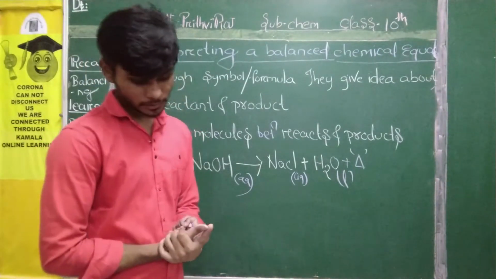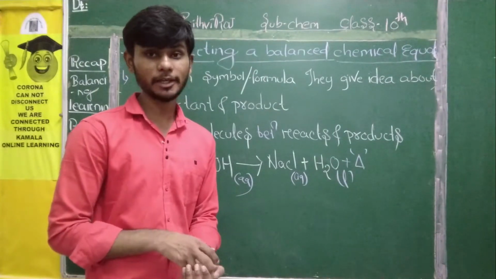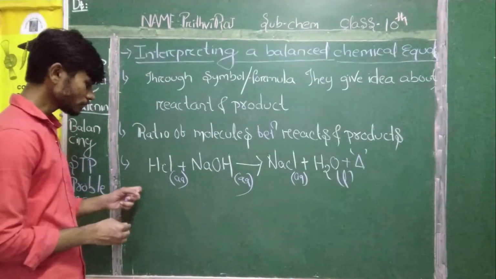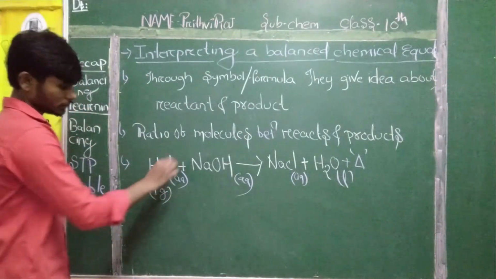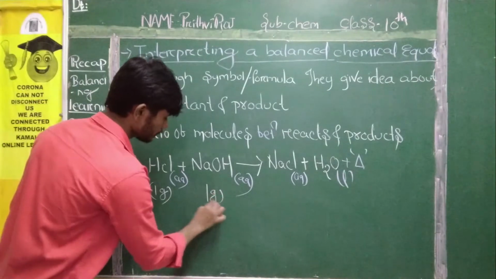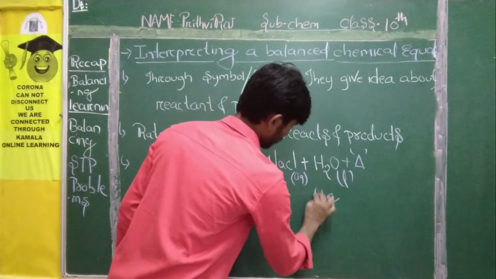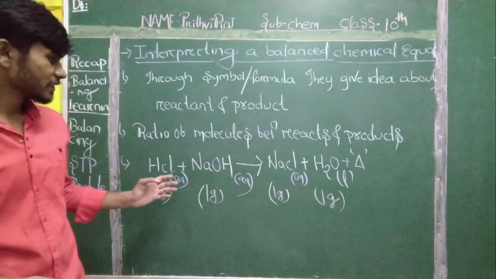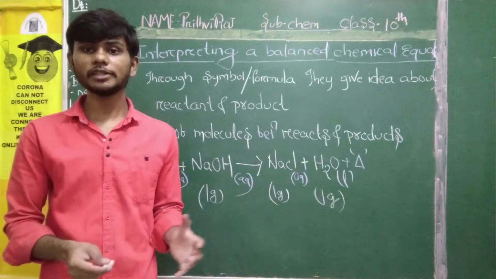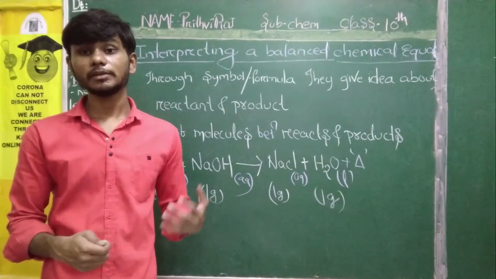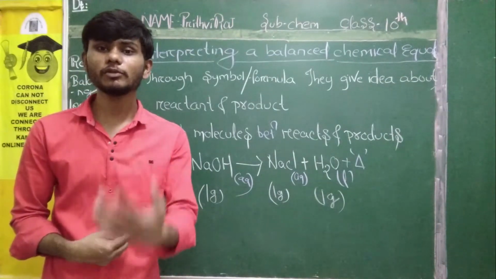If the masses are expressed in grams, then the equation also gives the molar ratio of reactants and products. Suppose it says 1 gram, this is also 1 gram, and again here 1 gram. If the reactions are given in grams, then we can get an idea about their molar masses, the mole concept. This will be clear in the upcoming examples which I am going to give you.